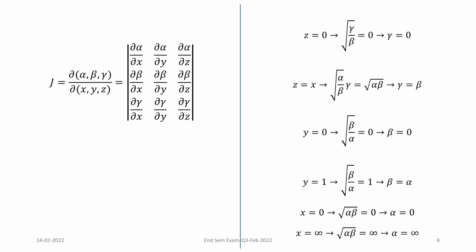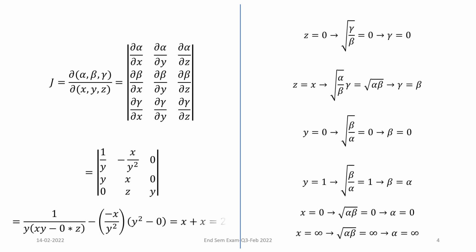So here we have considered J is equal to ∂(α, β, γ)/∂(x, y, z). So we are transforming xyz to alpha, beta, gamma. So it should be just the reverse, but it is feasible to take the partial derivative here. That is how we have to consider the Jacobian. So finally, what we have for the Jacobian in this way is 2x.